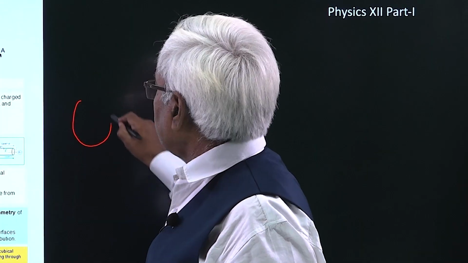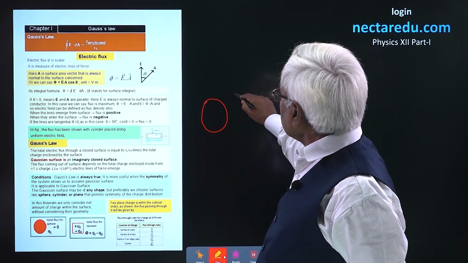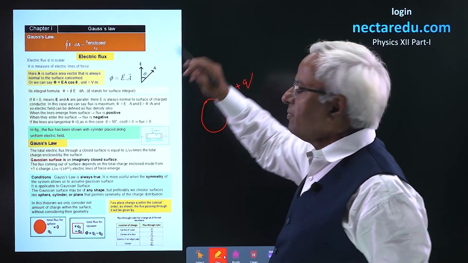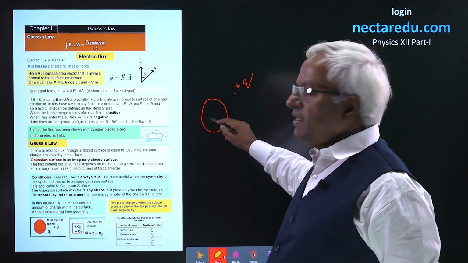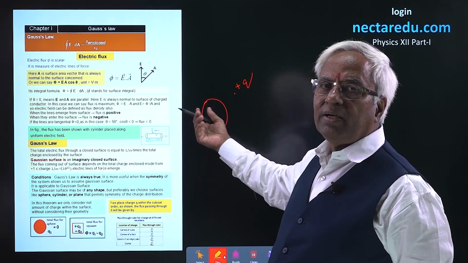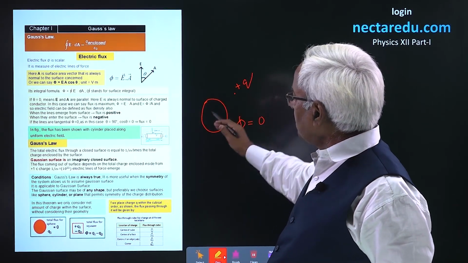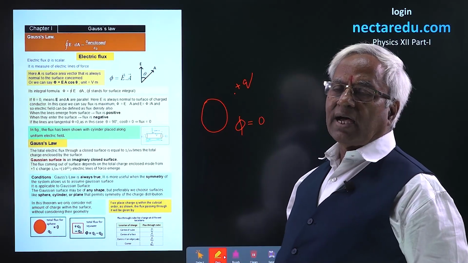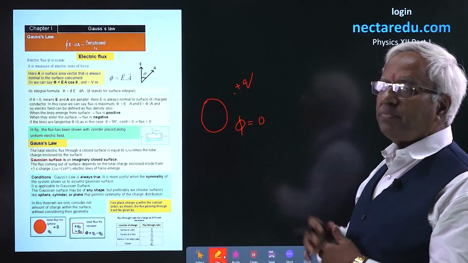One more example is, say, a sphere. Some charge is placed over here. Say it's a Q. Somebody asks what is the flux coming out of the sphere? The answer would be no flux because this charge is not within the sphere. When the charge is outside the sphere, obviously the flux would be 0.